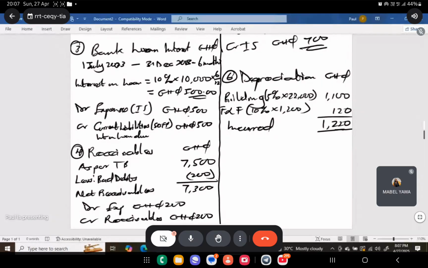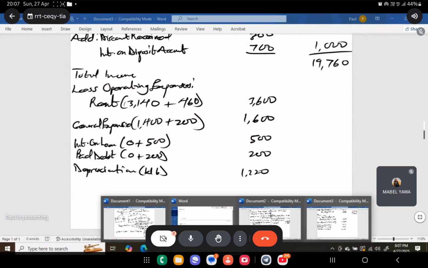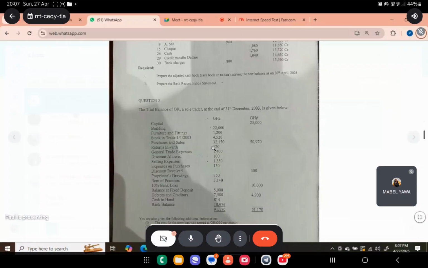Sometimes you can even just write working for bad debts so that you don't even show any working. So the person will just go to your workings over there to see the workings that you're talking about. Okay. So please, when you add all this, you go into the question again to see if there was anything that you've not added, any expense.